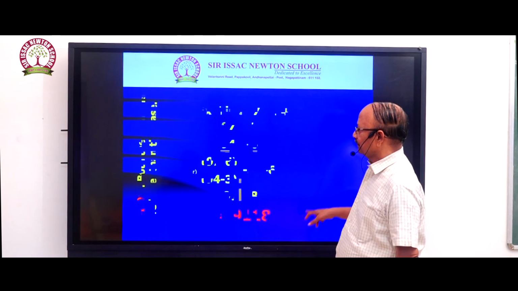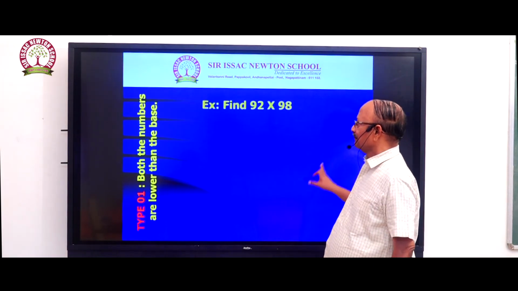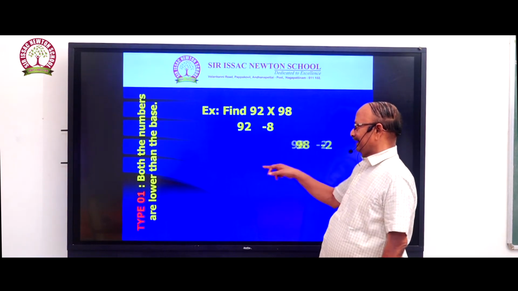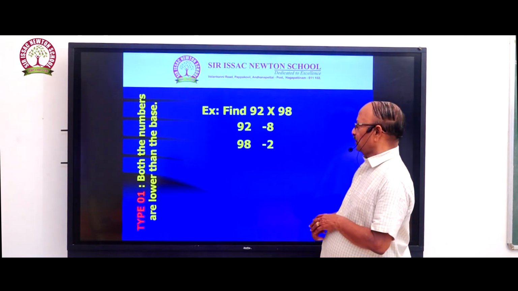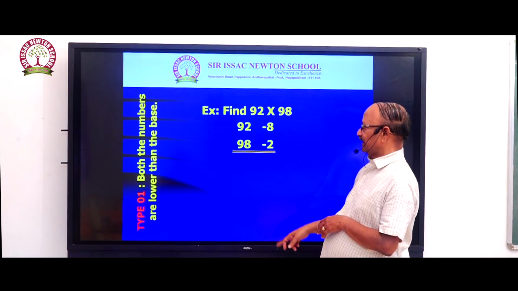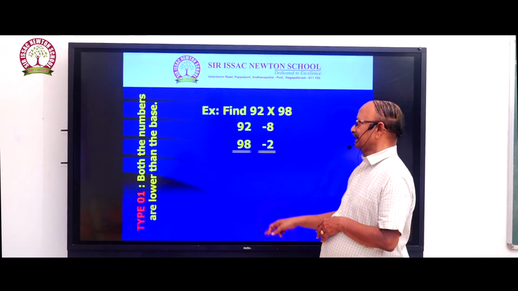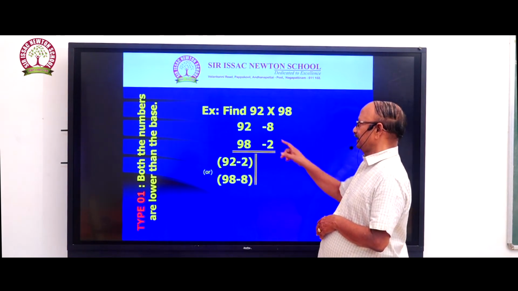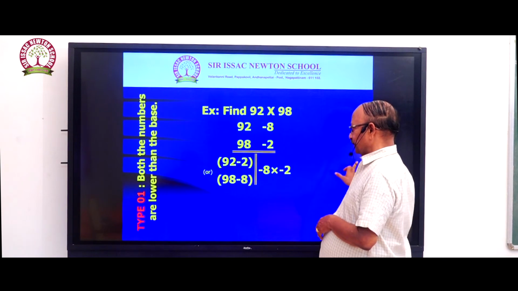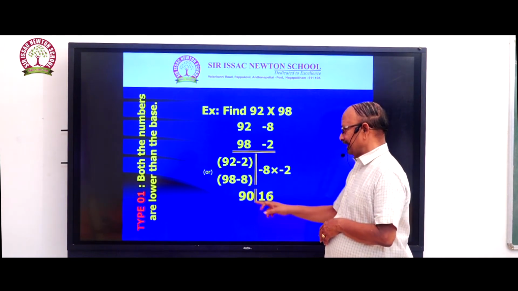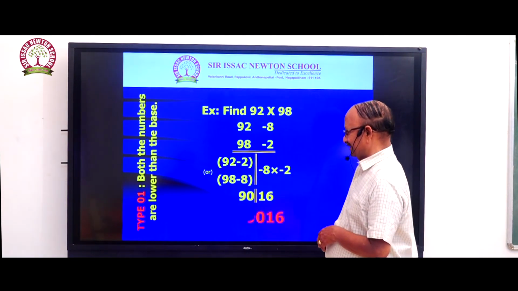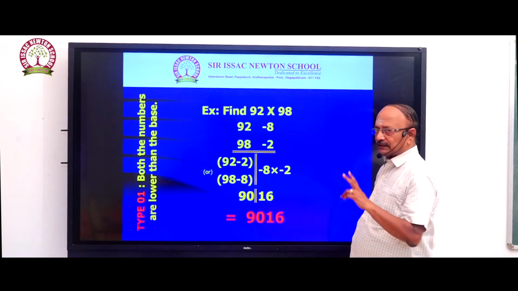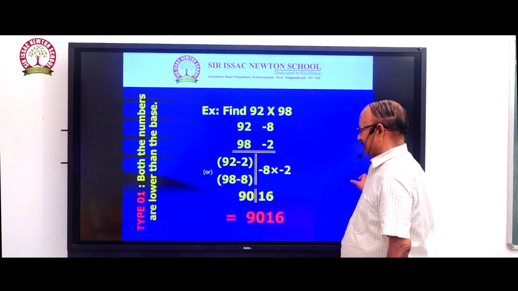One or two more problems we will see in this method. 92 and 98. 92 is deviated by minus 8, 98 is deviated by minus 2. So diagonally adding, both give the value 92 minus 2, or 98 minus 8, which is 90, and on this side minus 8 into minus 2, which corresponds to 16. So 90, 16 is the answer. Are you clear? So type 1 deals with both the numbers being less than the base.